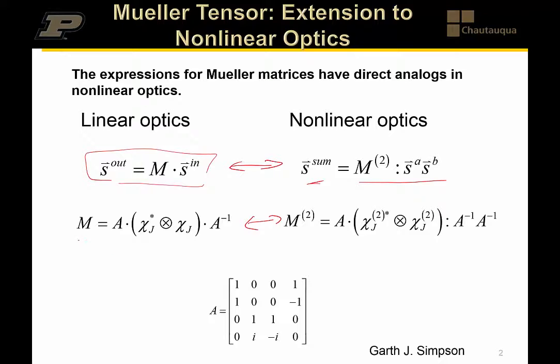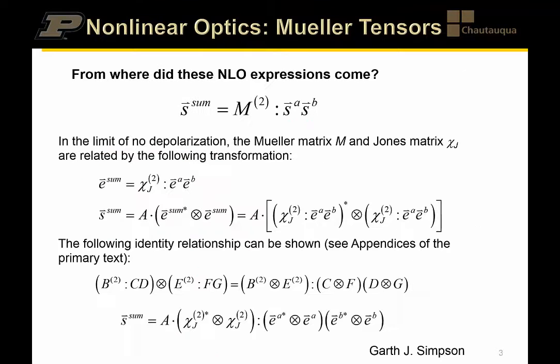And in linear optics, we found that we could reduce this down, at least for the purely polarized component, to the simple Kronecker product of Jones matrices. And in nonlinear optics, it's the exact same thing. It turns out that the Mueller tensor can be broken down and described for the purely polarized component as a Kronecker product of Jones tensors. And this A term is just this matrix that relates the electric fields to the Stokes vector. So that's what we're going to show throughout the course of the next couple of minutes.